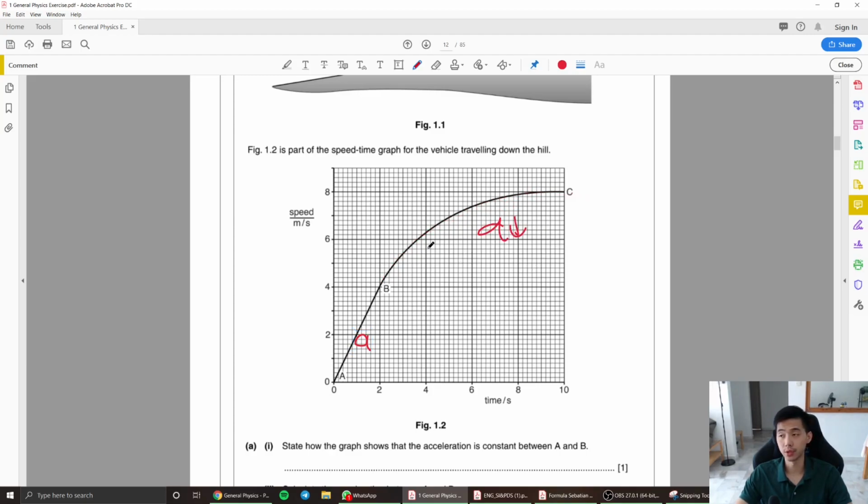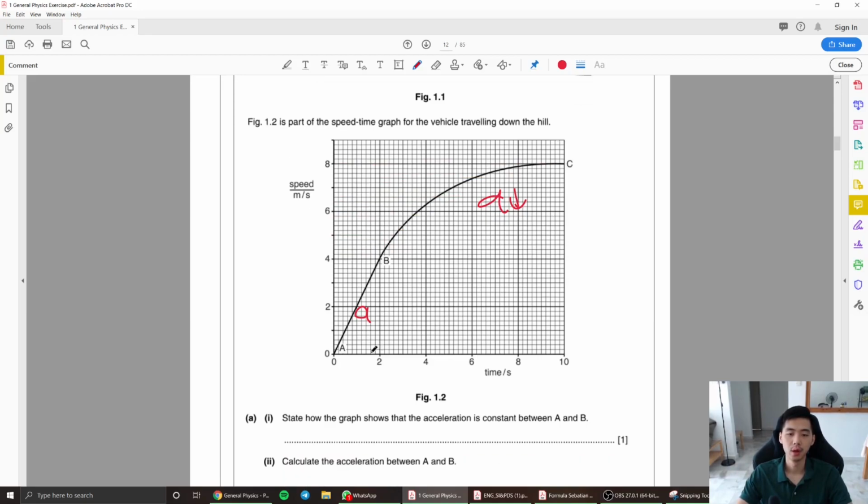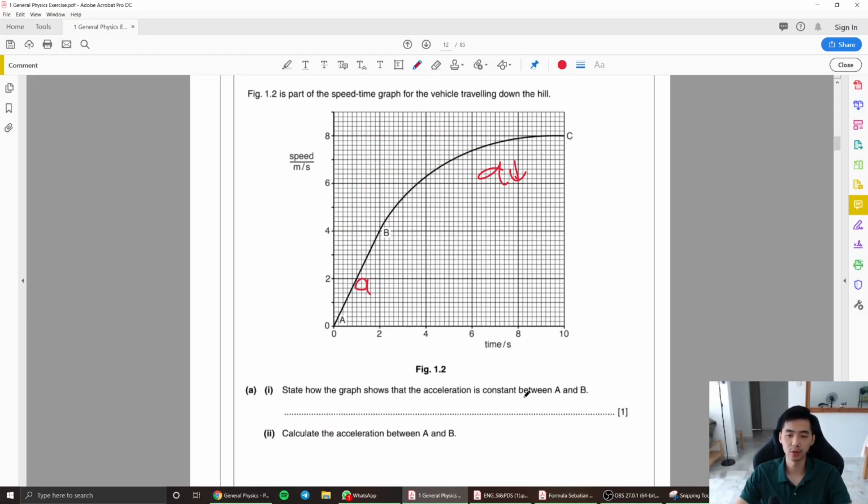Decreasing acceleration is not the same as deceleration. Deceleration is for the speed to decrease, but you'll notice that at no point in time has the speed actually decreased. So decreasing acceleration is not the same as deceleration. Look at this question here. State how the graph shows that the acceleration is constant between A and B.